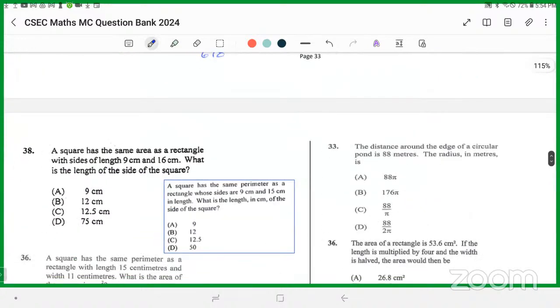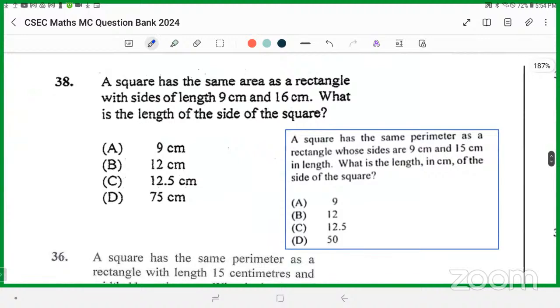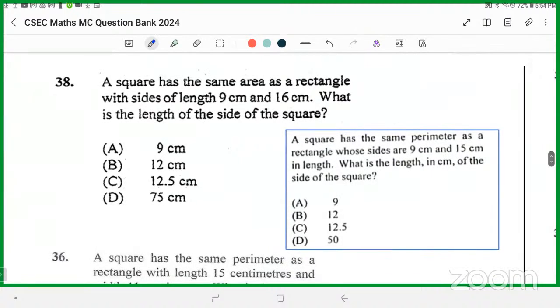Next question over here. It says squares and rectangles now. A square has the same area as a rectangle with sides 9 and 16 centimeters. What is the length of the side of the square? All right, so the area is the same. What is the area of the rectangle? It is 9 times 16. I don't have to work out everything. 9 times 16 is the area of the rectangle.